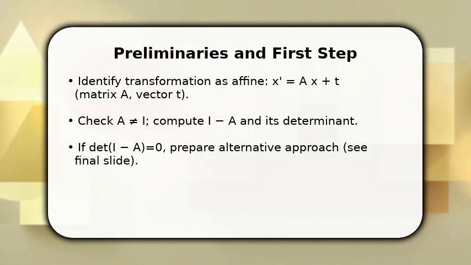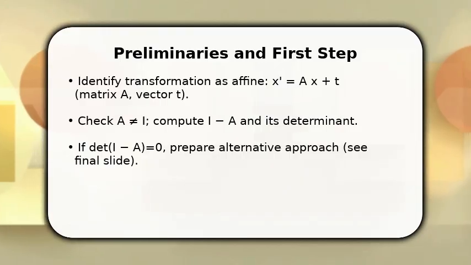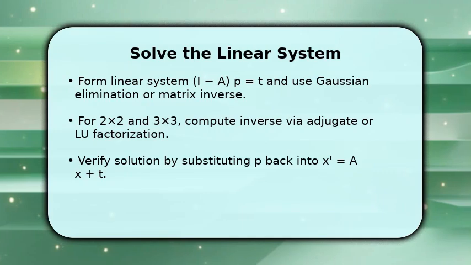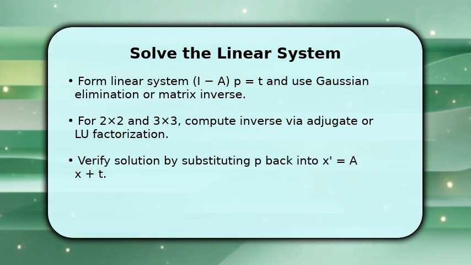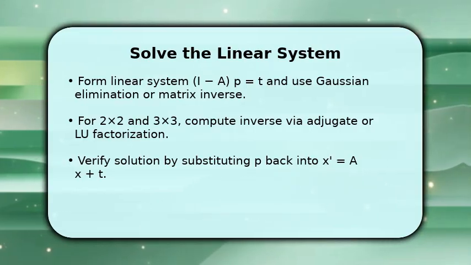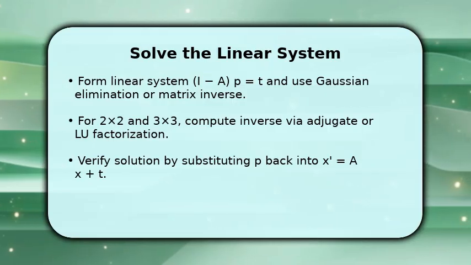Make sure to check the determinant of I minus a. If it's non-zero, you have a unique solution and you can proceed to solve the linear system directly. Now you solve I minus a p equals t by standard linear algebra. If the matrix is small, compute the inverse or use Gaussian elimination. For larger matrices, use LU or QR to be stable.